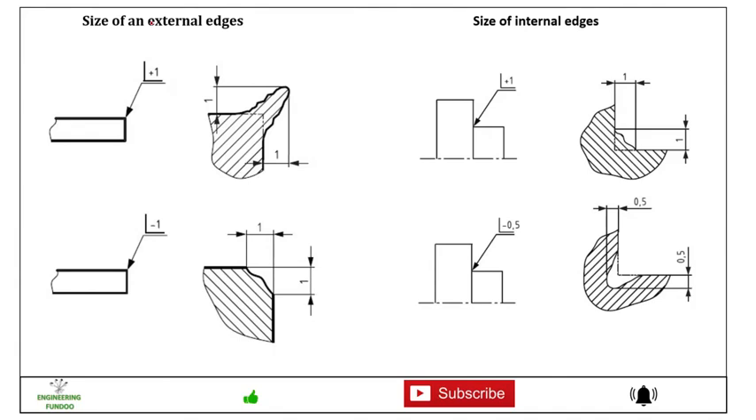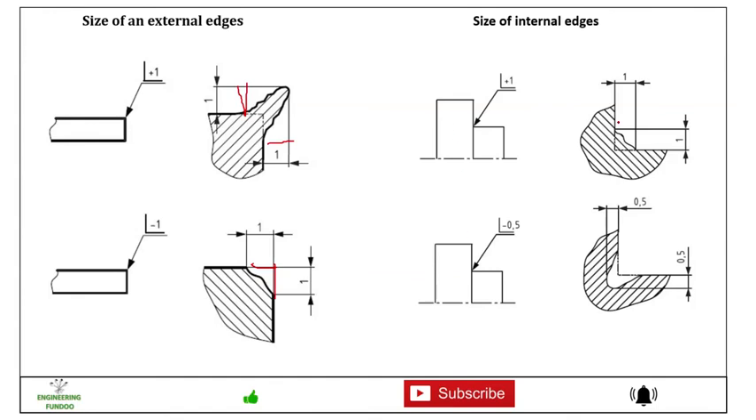Friends, then we have size of external edges. Here you can see, now we have understood the undercut and passing and the symbol. Now it is with some dimension, +1. So this means +1 mm is permitted on this side, +1 mm is permitted on this side. Similarly, if it is -1, you can see here undercut is permitted, -1 mm on this side, -1 mm on this side.